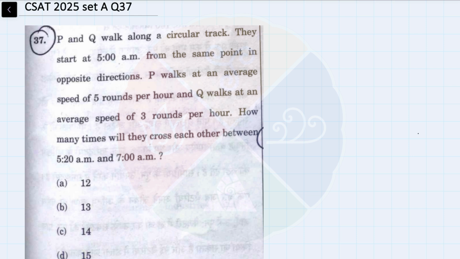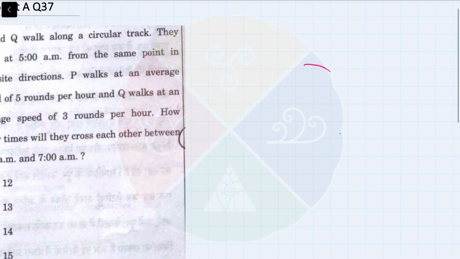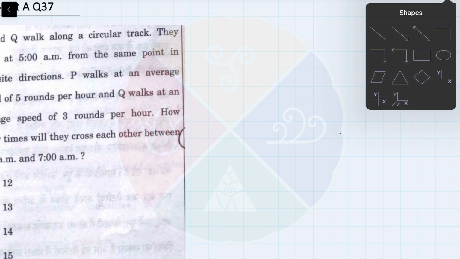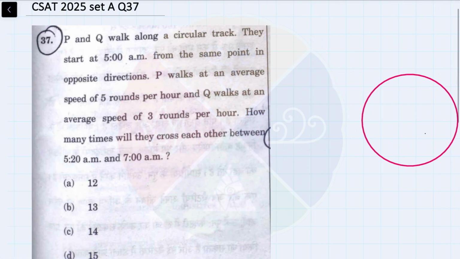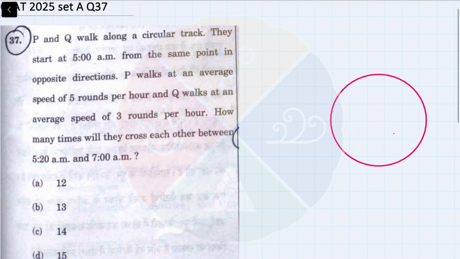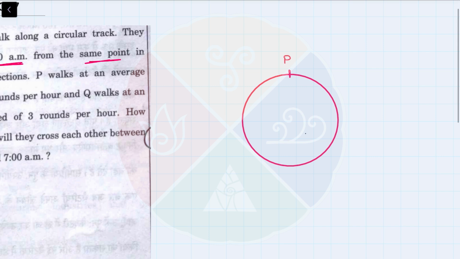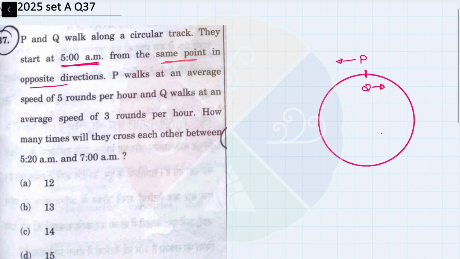P and Q walk along a circular track. So first of all, there is a circular track, and then our P and Q walk along the circle. They start at 5 a.m. from the same point. Let them start here in opposite directions. So P is walking in this direction, Q is walking in this direction.